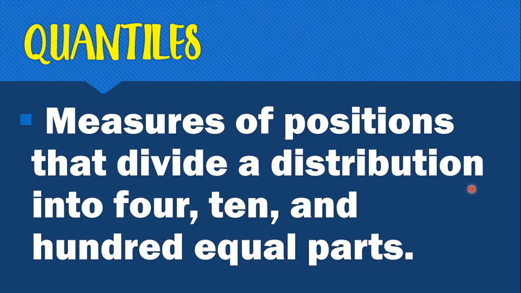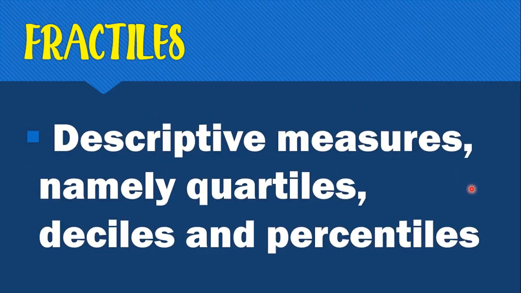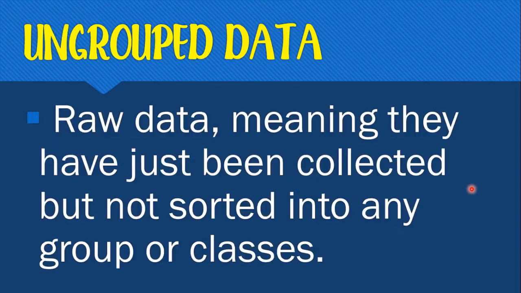So if we have 4 equal parts, these will be quartiles. 10 equal parts, we have deciles. And 100 equal parts, we have percentiles. These descriptive measures, namely quartiles, deciles, and percentiles, can also be known as fractiles. Ungrouped data are also the raw data, which means they have just been collected but not sorted into any group or classes.